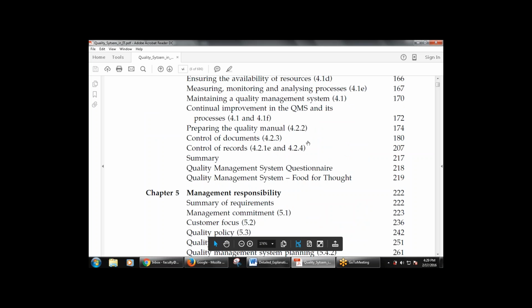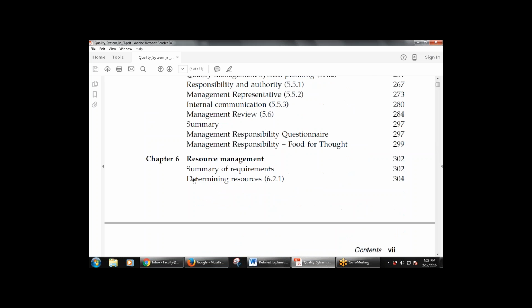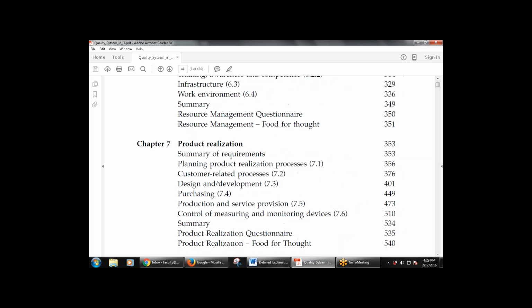Then chapter number 5 is management responsibility. What are the requirements of the management first of all, and what are the various responsibilities carried out by the management. Then there is resource management, that is, how the resources will be managed and made available. That is the resource management concept: what are the various requirements, what is the summary of the requirements, and what is the resource management used here.